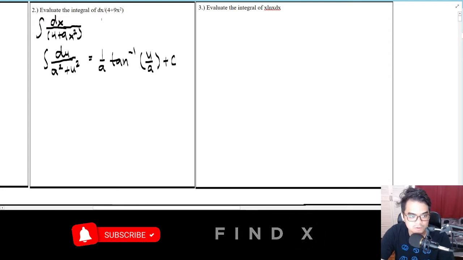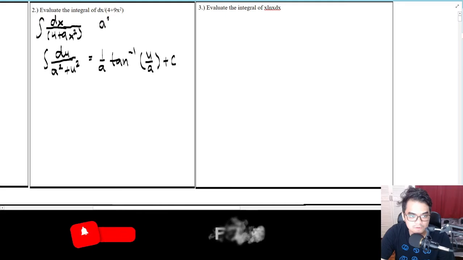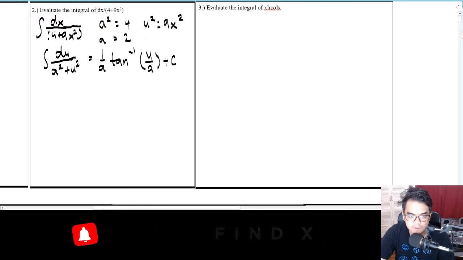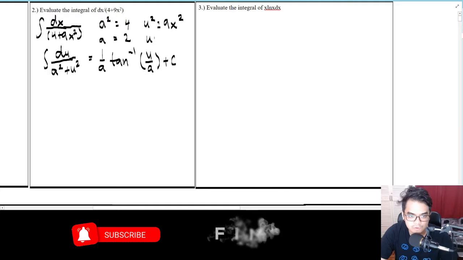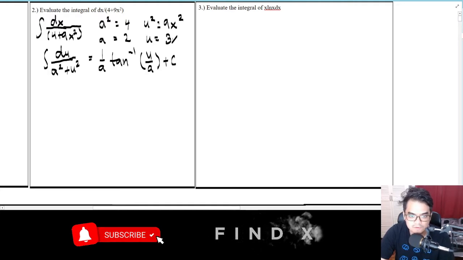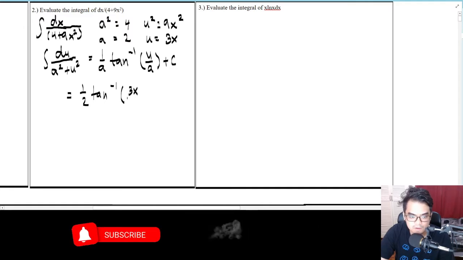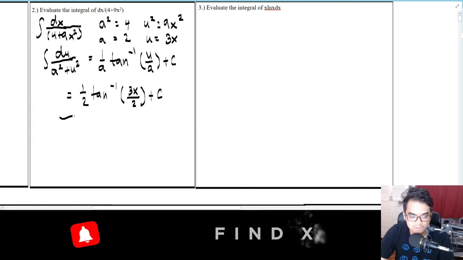From that equation, a squared here is 4, therefore a is equal to 2, and u squared is equal to 9x squared, therefore u is 3x. Just apply the formula. It is equal to 1 over a, so that is 1/2, arctan of u over a. Your u is 3x, and your a is 2, plus c, and this will be your answer.